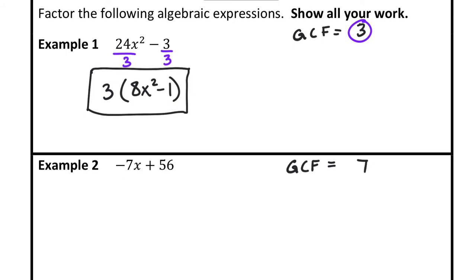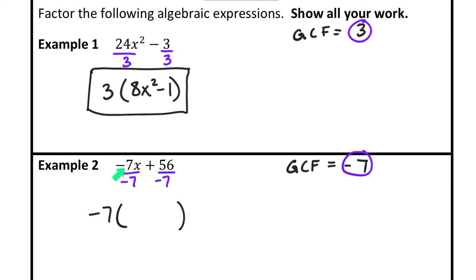But also another aspect about it, whenever you have a negative as your first term, you want to make sure and include the negative in your GCF. So I'm going to put negative 7. Okay, so what are we going to do with this GCF? We're going to divide both terms by that GCF. Then we're going to set up a parentheses for the result we're going to get when we divide. And what do we put in front of the parentheses? The GCF.